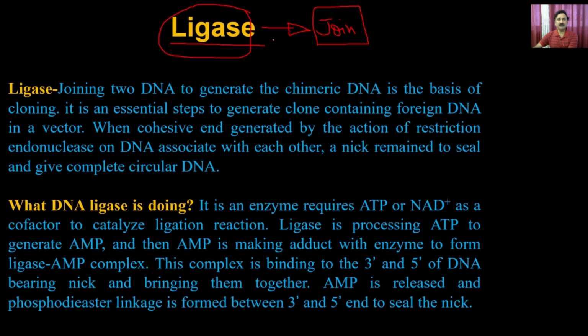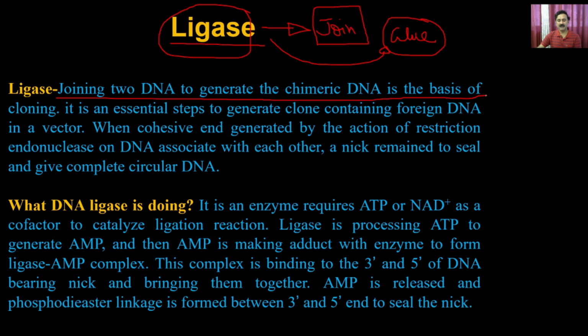So the ligase is like a glue, right? The glue you use in your home for sticking papers. So ligase is like a glue which is going to glue the two DNA sequences. Ligase joining the two DNA to generate the chimeric DNA is the basis of the cloning. It is an essential step to generate the clone containing the foreign DNA in a vector.